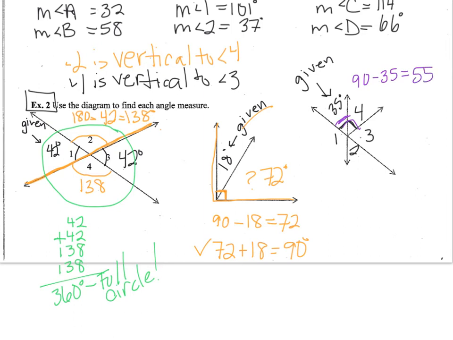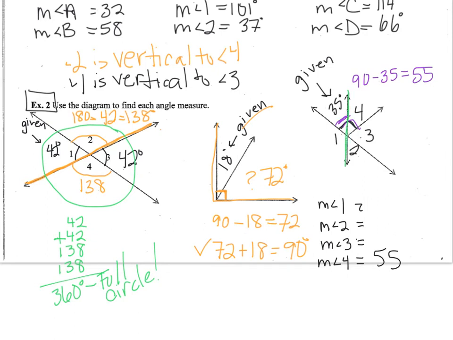Okay. I think on the bottom here I'm going to make a little list if you want to write it down with me. Measurement of angle 1 equals measurement of angle 2 equals measurement of angle 3 and measurement of angle 4. Okay, so we just figured out 4 is 55 degrees. Yay, us.